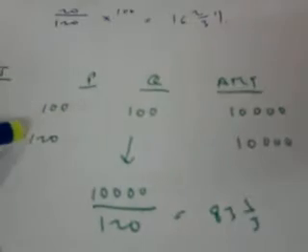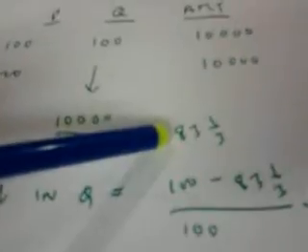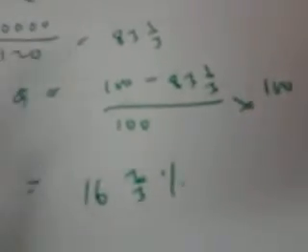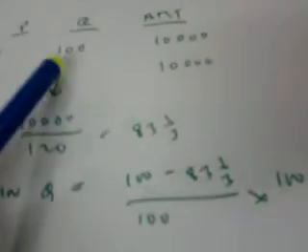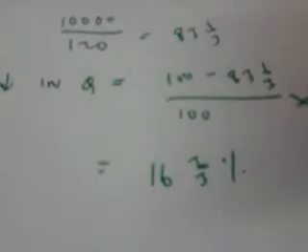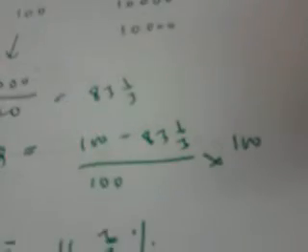At 120 rupees, how many units can I consume? That is 10,000 divided by 120, 83 1/3 units. What is the reduction in percentage? Well, 100 minus 83 1/3 by 100 into 100, that's 16 2/3%, right? We don't need to show this step, because if you subtract this from 100, you get the answer. Obviously, some of you will think this is too long. Let us take another example first.